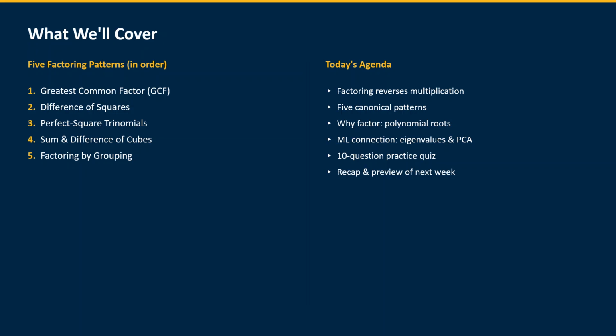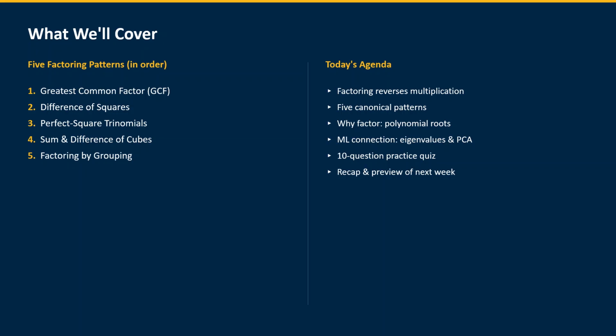Factoring reverses multiplication. Given a polynomial, we find the product of simpler polynomials that expands back to it. There are 5 patterns to master, and you should try them in this exact sequence. First, always check for the greatest common factor. Second, look for a difference of squares. Third, test for a perfect square trinomial. Fourth, try the sum or difference of cubes formulas. Fifth, attempt factoring by grouping for 4-term polynomials.